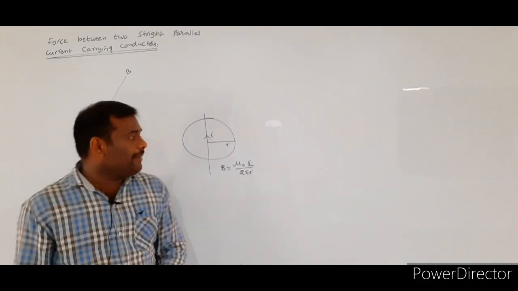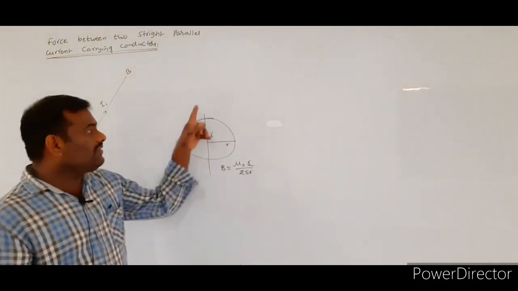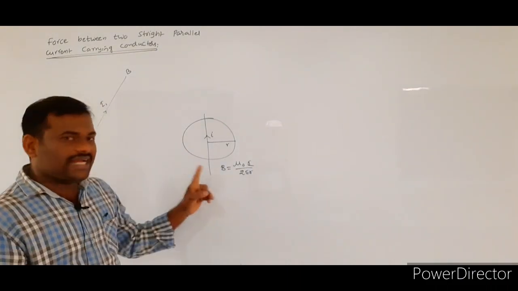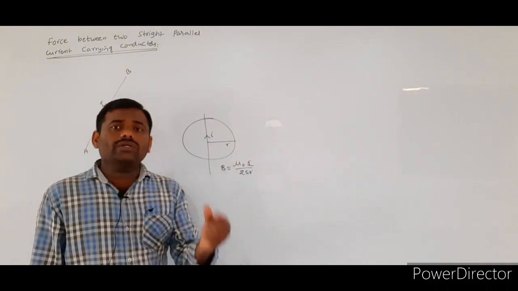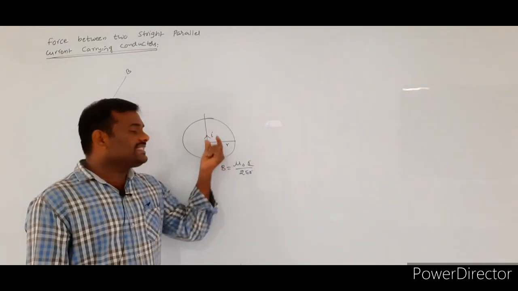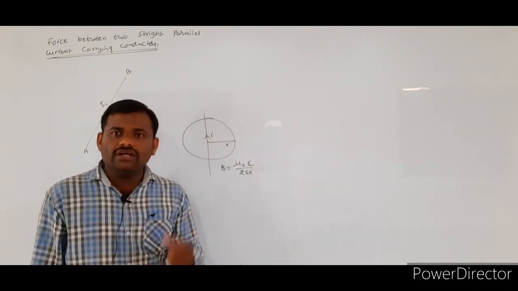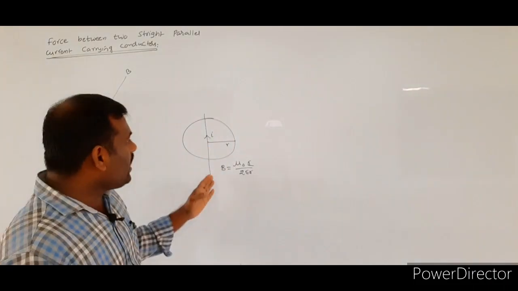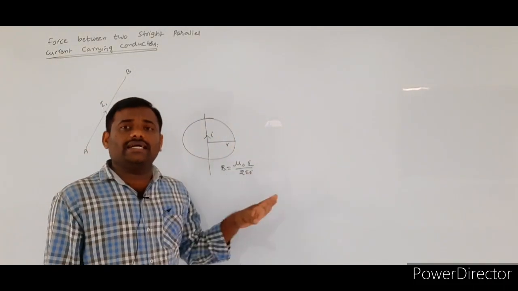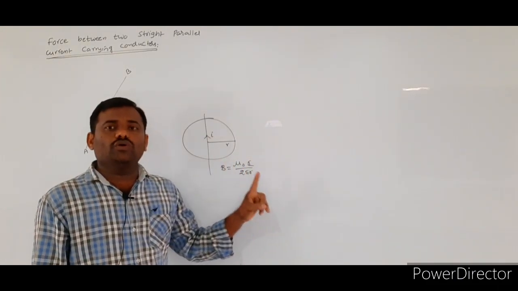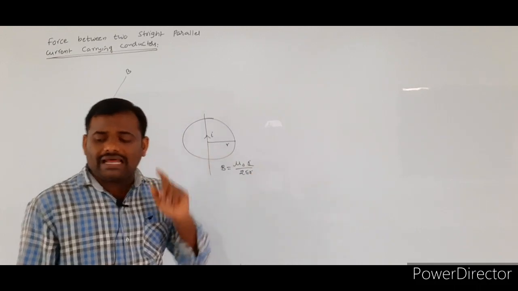So the application of the Ampere circuital law states that whenever I amount of current is flowing through a straight current carrying conductor, a magnetic field will be developed around it, and at a distance of small r from the conductor, the magnetic field intensity is given by B is equal to mu naught I by 2 pi r.